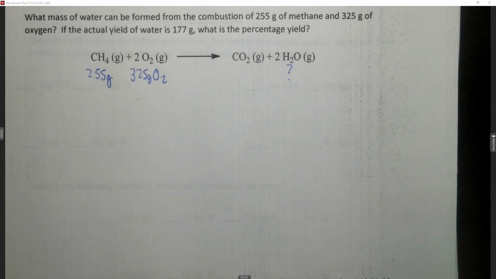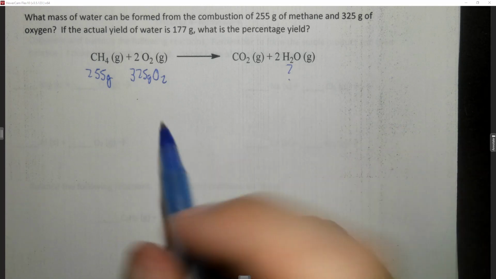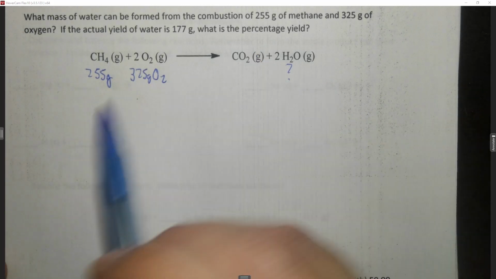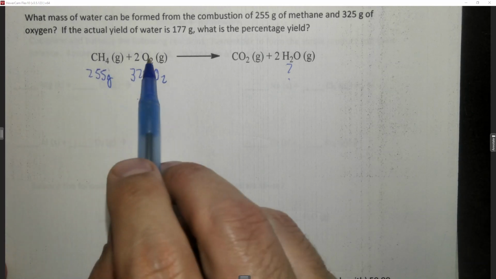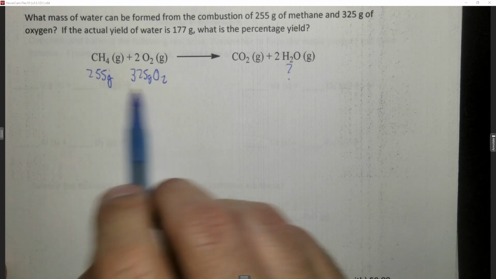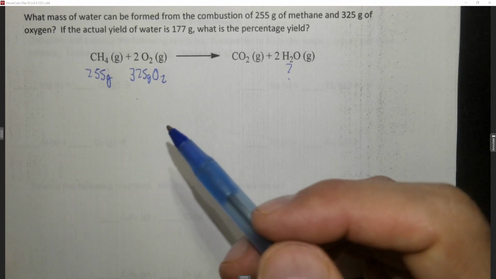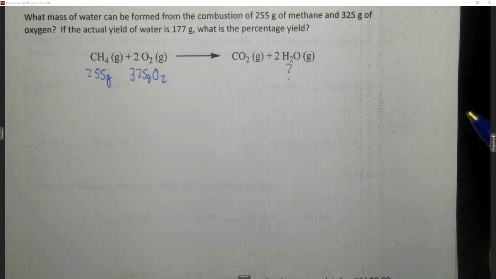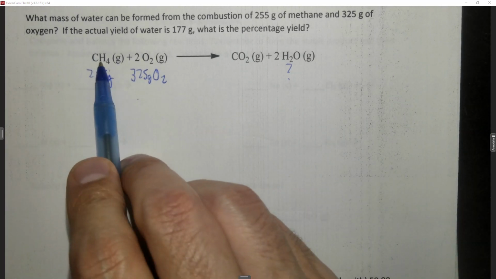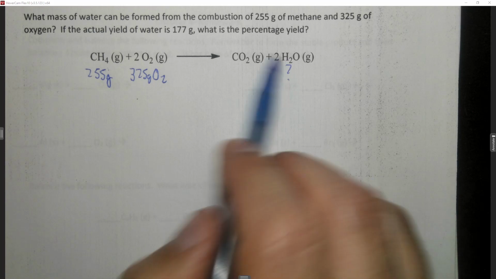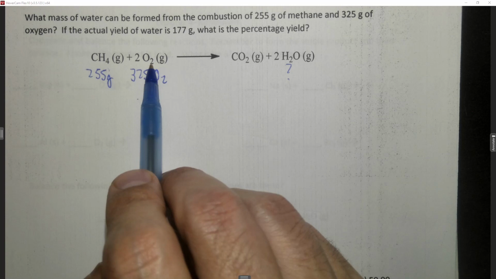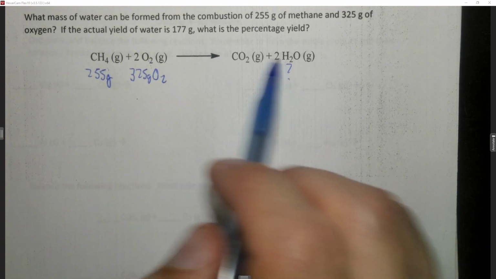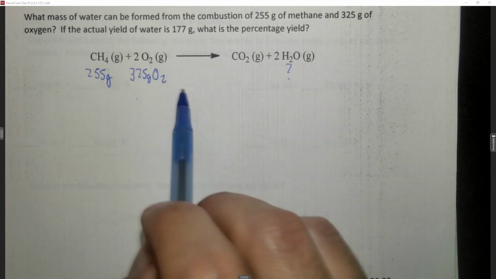In order to do this, we actually need to determine the limiting reagent. The limiting reagent is essentially the chemical you run out of first. So we have to figure out how much water we can make if we use all of our methane, and how much water we can make if we use all of our oxygen. Whichever one is less is clearly going to be the one we make. Why? Because if we run out of this one first, we can't make any more water. And conversely, if we run out of this one first, then we can't make any more water because we don't have any more oxygen. So we're going to run out of one of these first.